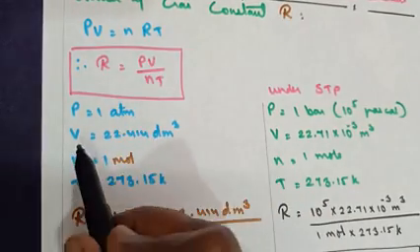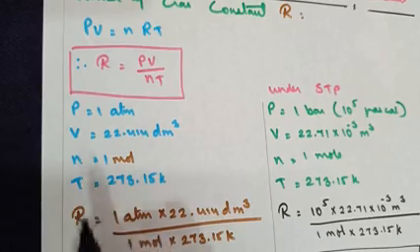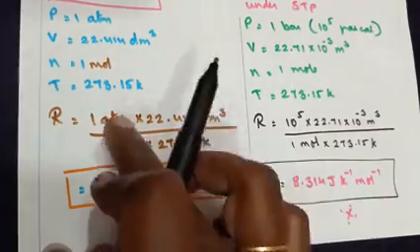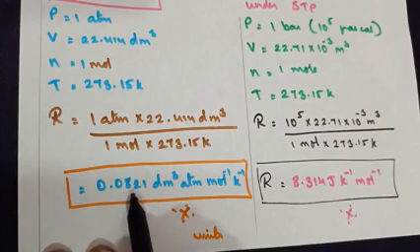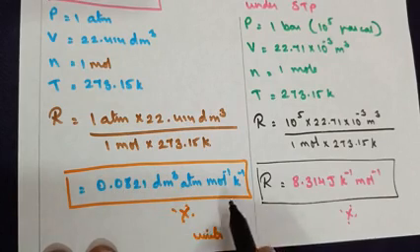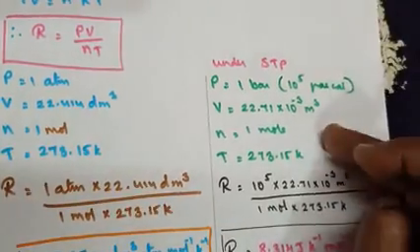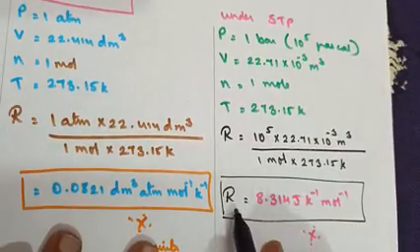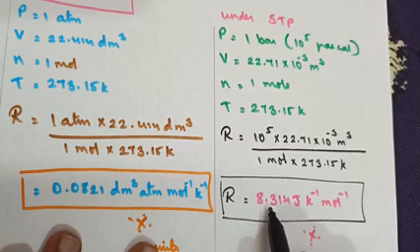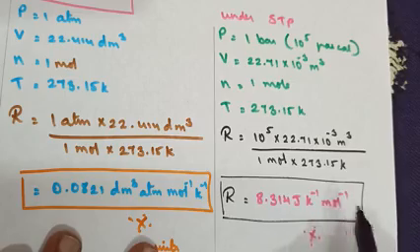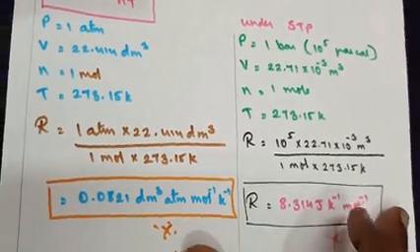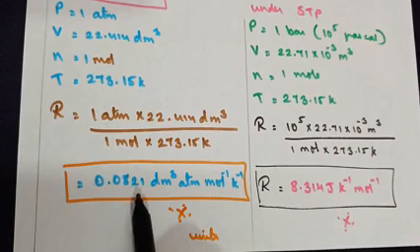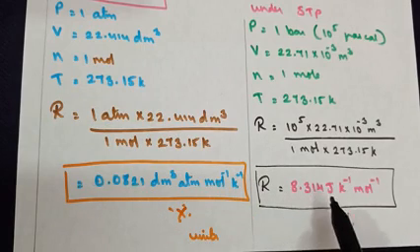So pressure value, volume value, number of moles and temperature. Under normal conditions, if you work out the numericals, you get the value to be 0.0821 decimeter cube atmosphere per mole per Kelvin. But in terms of standard temperature and pressure, if you substitute the values, you get the gas constant R value equal to 8.314 joules per Kelvin per mole. Now when we work out the numericals, I will tell you when to substitute the value of R to be 0.0821 and when to substitute 8.314.